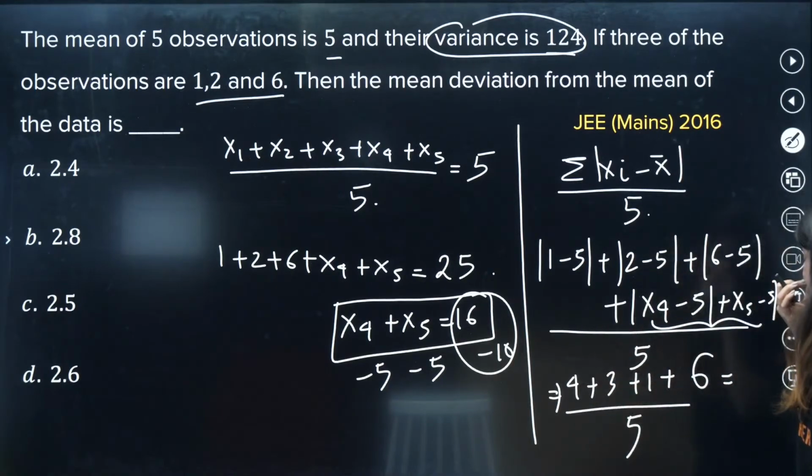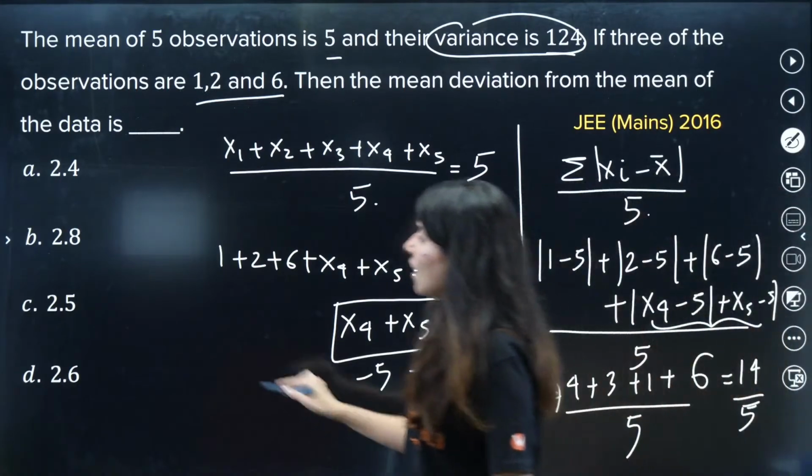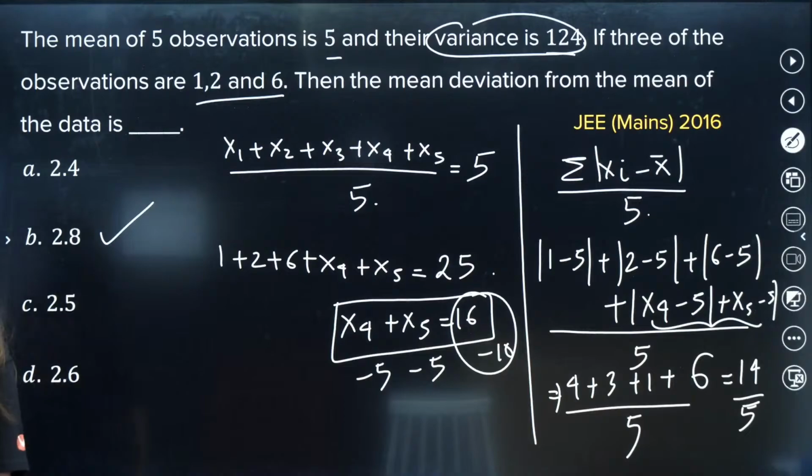So 6 plus 4, 10, 10 plus 4, 14. 14 by 5 is your answer, which is 2.8. Option B, 2.8 is absolutely clear.